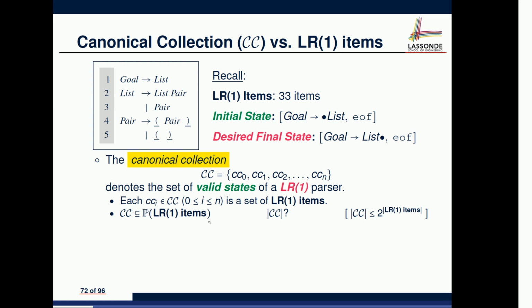If you have trouble, speak to me, okay? That's why we argue that potentially your bottom-up parser might be very expensive to generate, because the CC set could be exponential in the number of LR1 items. It could be, but it really depends on how large your grammar is. Guys, any more questions about this?